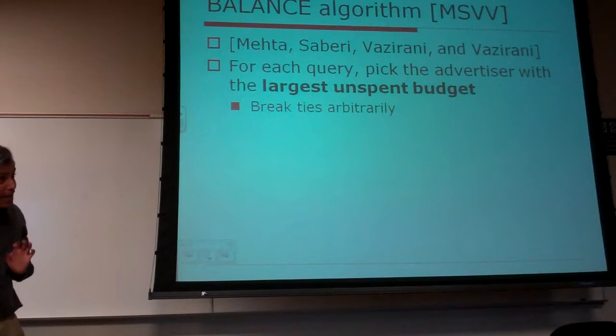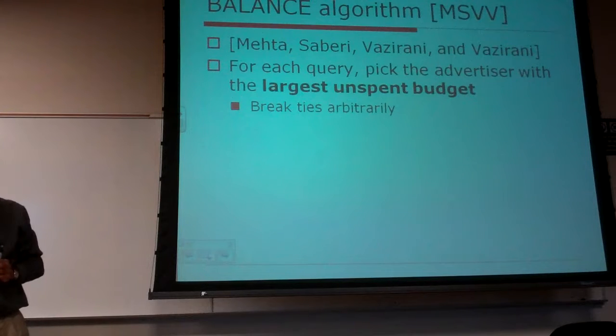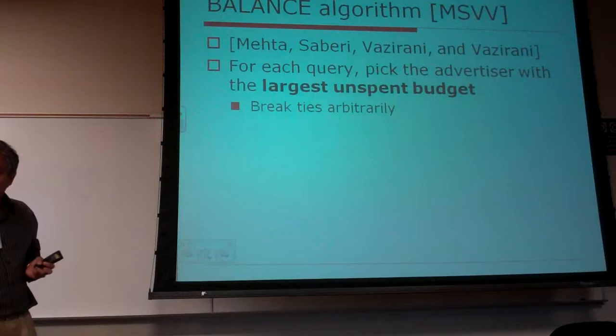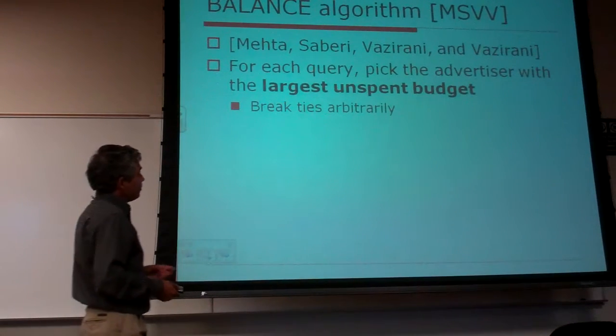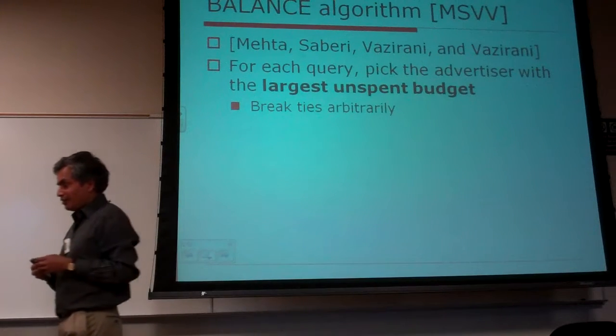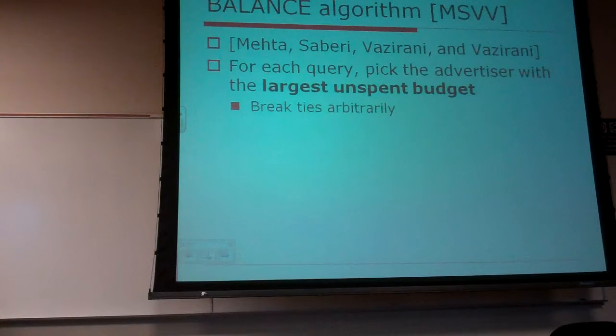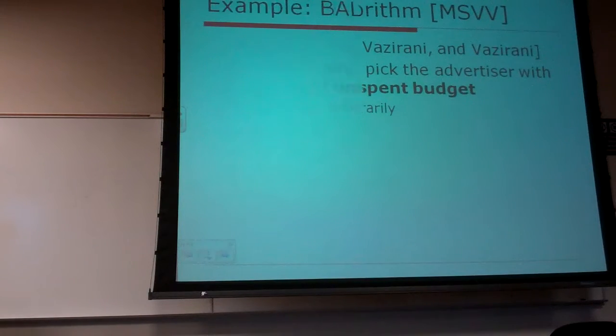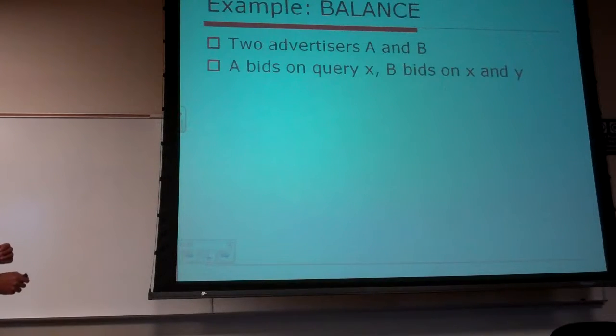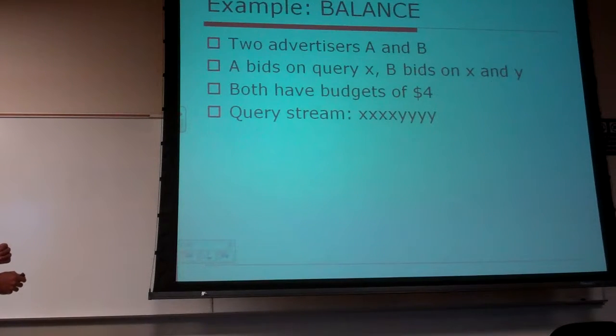This is not making any decisions about the future; it doesn't have any knowledge about the future. Did you see what I'm saying? It's not saying that some kinds of advertisements will come later. It's just saying, of the 2 guys, you can't do worse by giving it to the guy with more budget. And then break ties arbitrarily. If both of the guys A and B have the same amount of money left, then break ties arbitrarily.